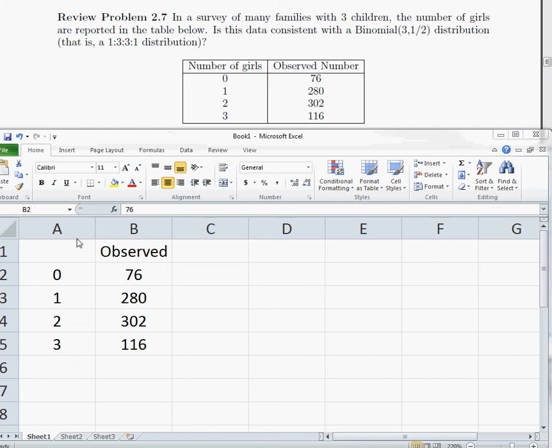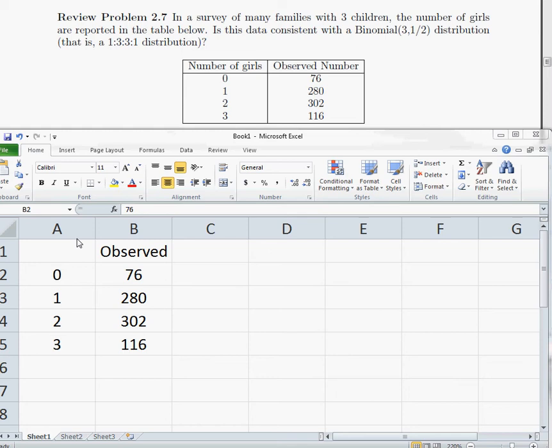We now look at review problem 2.7. We have a number of families that are surveyed, and as part of the survey, they look at families that have exactly 3 children. If a family has 3 children, they could have either 0 girls, 1 girl, 2 girls, or 3 girls.